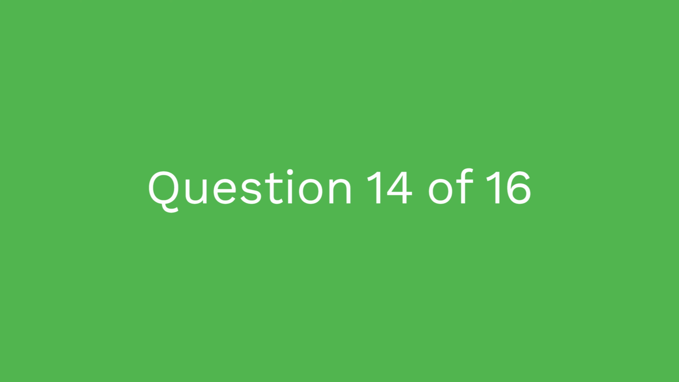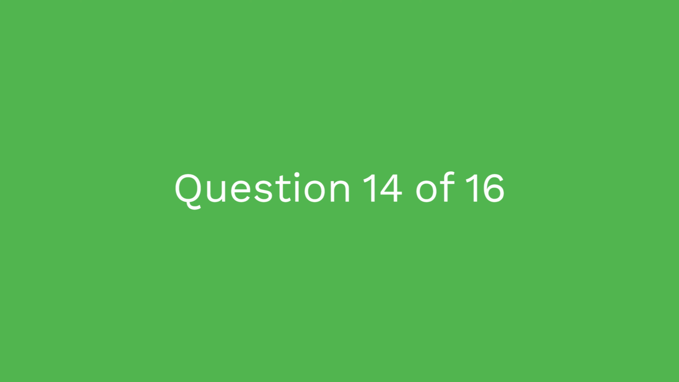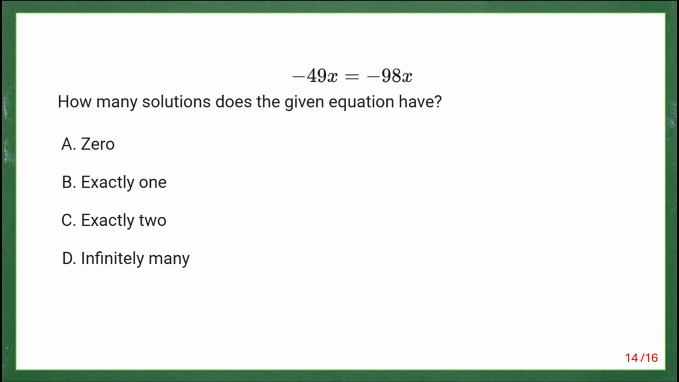Okay, now let's move to our question number 14 here. And again, we are given an equation that -49x is equals to -98x. And we have to figure out how many solutions the given equation has. Basically, figure out the potential values of x that will satisfy this equation here. So let's figure that out.